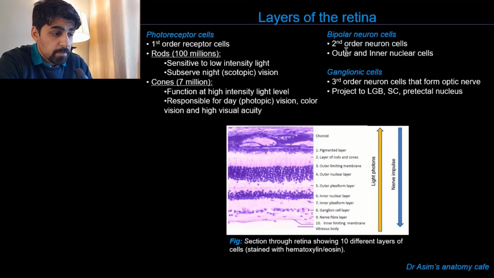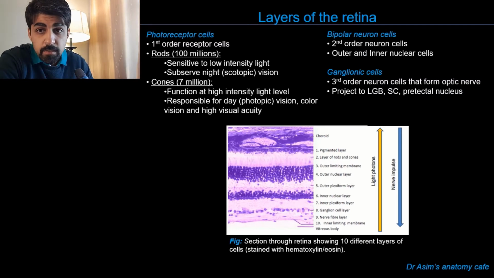Next, we've got the bipolar cells. These are the second order neuronal cells along the course of the visual pathway. These are grouped together to form the outer nuclear cell layer, which is shown over here, or the inner nuclear cell layer. And the nuclear cell layers are going to be stained with hematoxylin, so they appear blue in color. The axons which come out from the nuclei give rise to a meshwork of neurons over here, forming the outer plexiform layer from the axons which come off from the outer nuclear layer, or the inner plexiform layer from the axons which come off from the inner nuclear cells. So these are the bipolar cells, and they are the second order neuronal cells inside the retina.